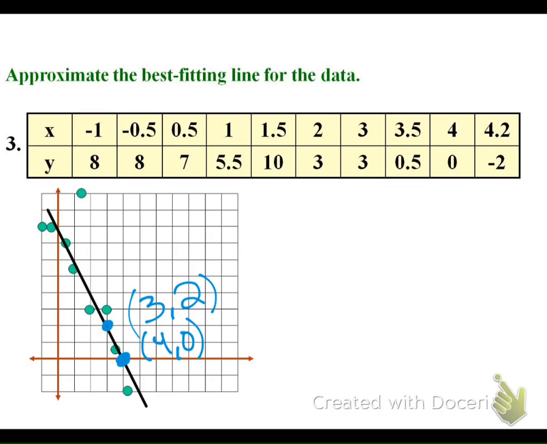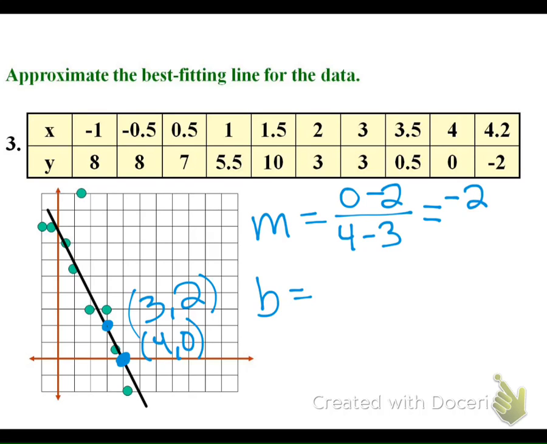Now, I have 2 points. I want to write an equation that goes through these 2 points. So what am I going to do? Find the slope. Then we'll find b. Then we can write our equation. So I have 0 minus 2 over 4 minus 3. So I'm coming up with the slope is -2.